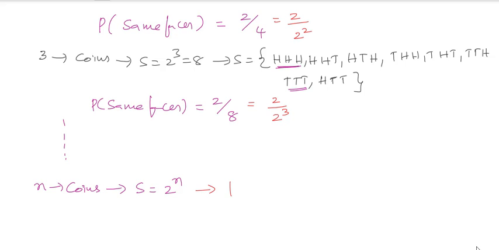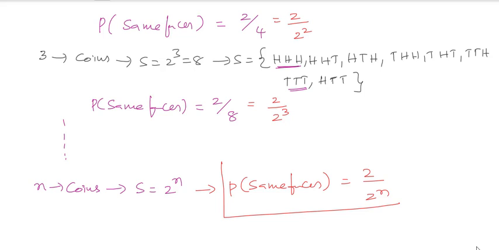Similarly, here also the generalization: the probability of getting same faces is nothing but 2 divided by 2 to the power of n, where n is the number of times the coin is tossed. Clear with my point? This is the part which you have to keep in your mind to solve your problems on the concept of probability.